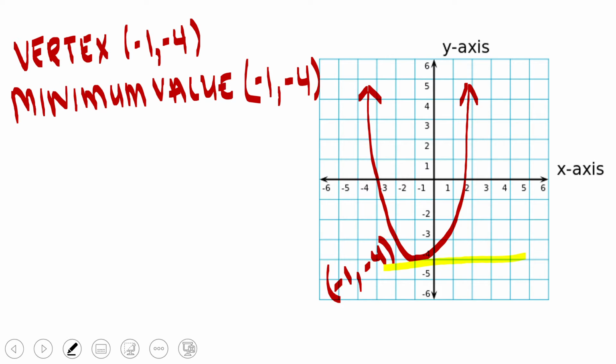We have something called the axis of symmetry, and it is a line right down the middle of the graph of the parabola, almost like a bisector. That is at x equals -1.